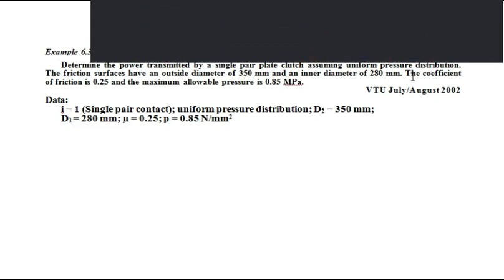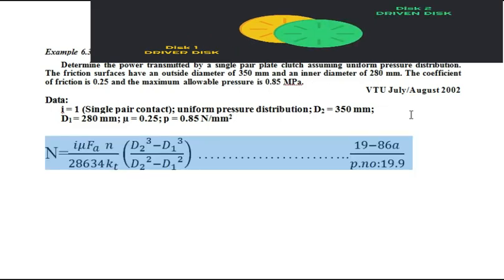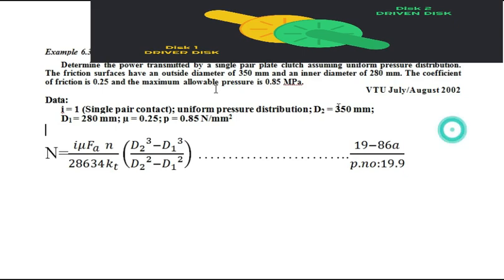For the single pair contact with uniform pressure distribution, D2 is equal to 350 mm and D1 is 280 mm. The coefficient of friction mu is given and the allowable pressure is given here. What we have to find out? We have to find out the power transmitted.